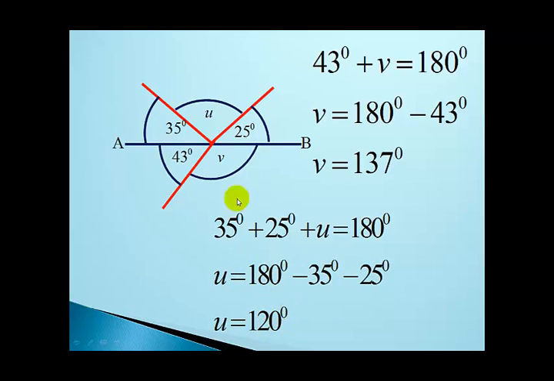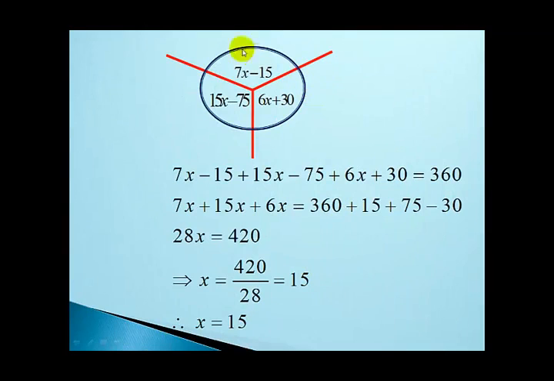This means that when you add 35 degrees to 120 degrees to 25 degrees, you have to get 180 degrees. And so for your exercise, you can do that and verify, and see that V is equal to 137 degrees and U is equal to 120 degrees.